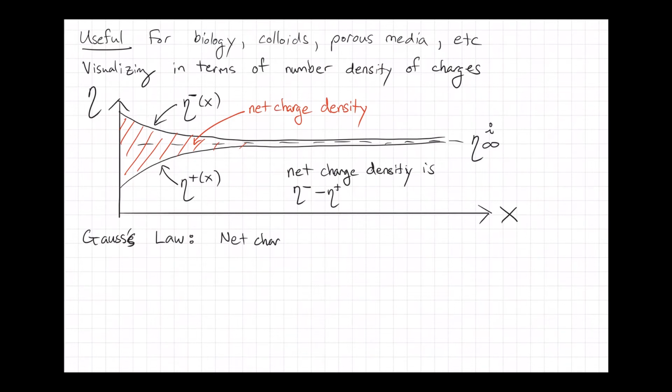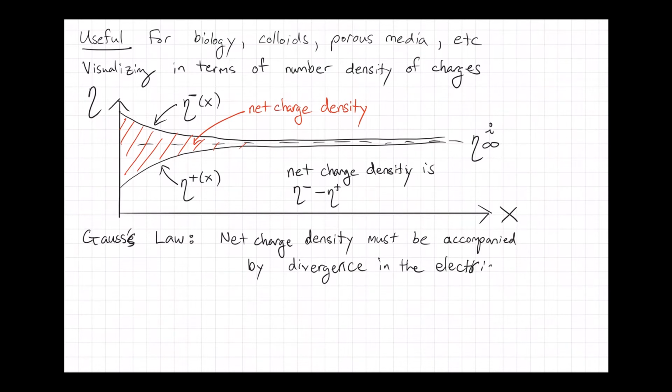Now, if there's a net charge density, Gauss's law tells us that net charge density requires some finagling of the electric field. In particular, the local divergence of the electric field has to be equal to the net charge density divided by what's called the permittivity of the medium.